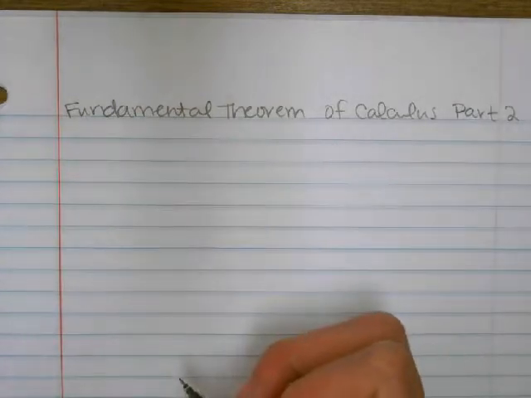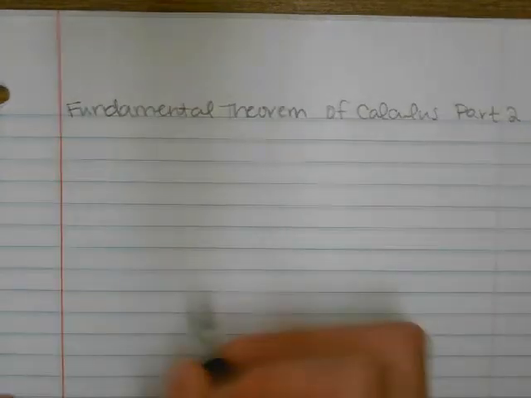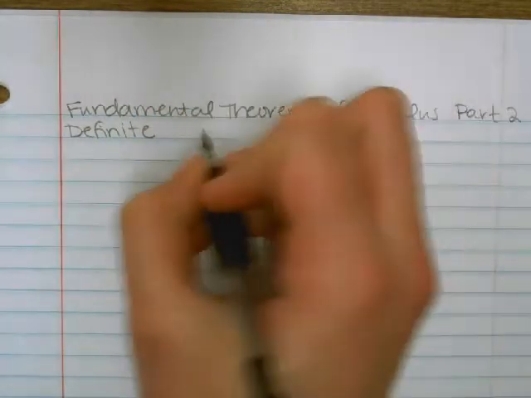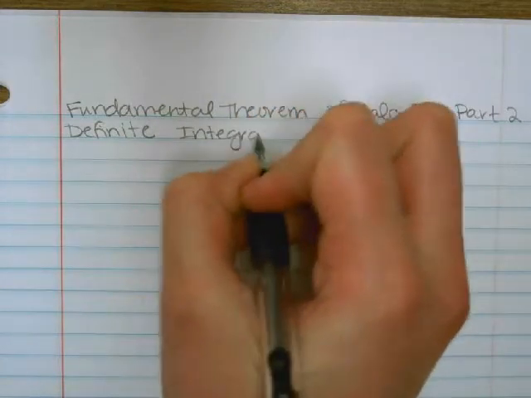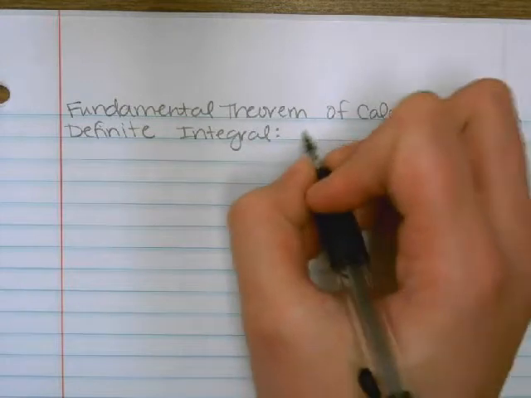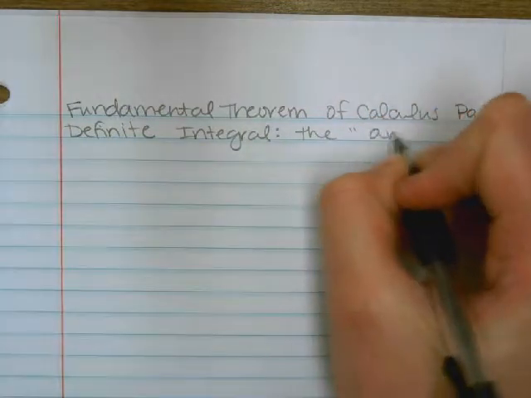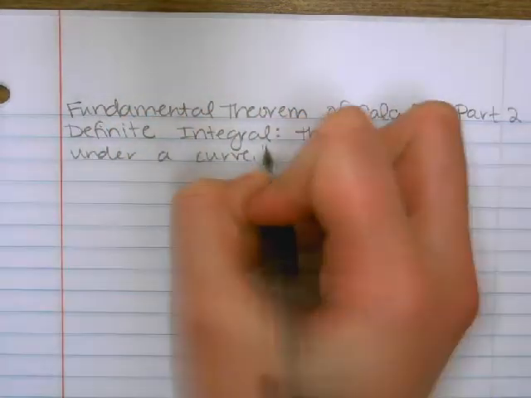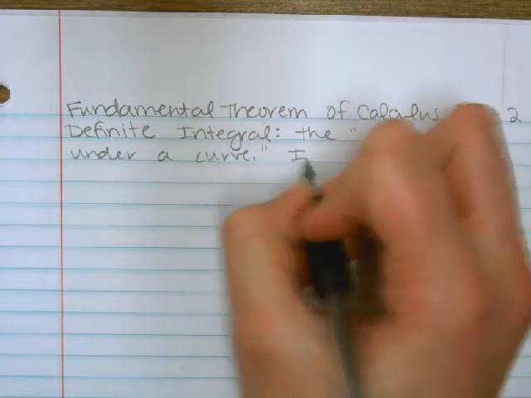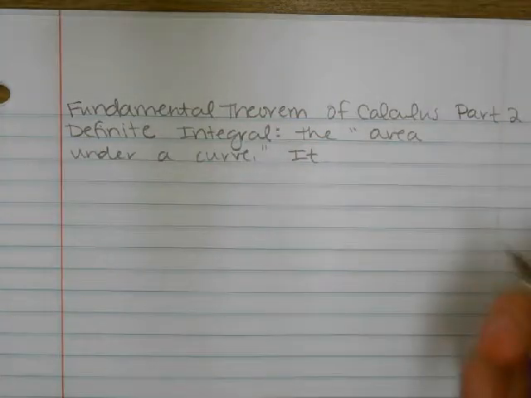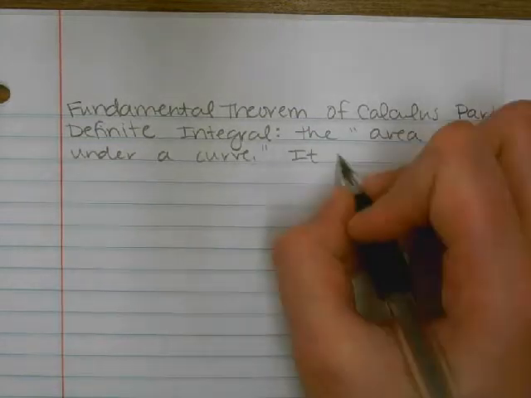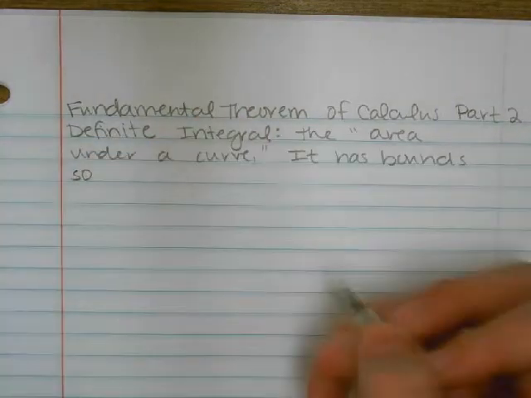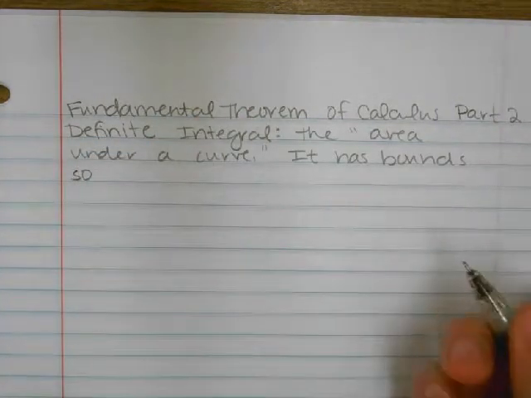Before we get started with the fundamental theorem of calculus, we're going to remind ourselves what a definite integral is versus an indefinite integral. A definite integral is the area under a curve. Whenever we found the area under a curve, we always had a boundary, a lower bound and an upper bound. So it has bounds, and since it has bounds, it will give us a specific number, the specific area underneath that part of the curve.